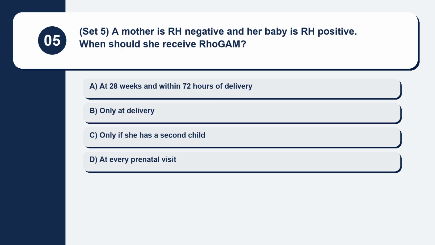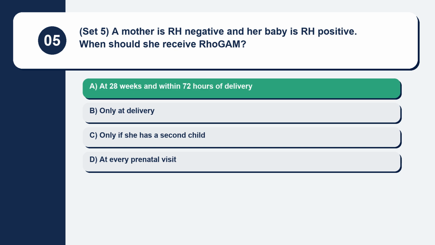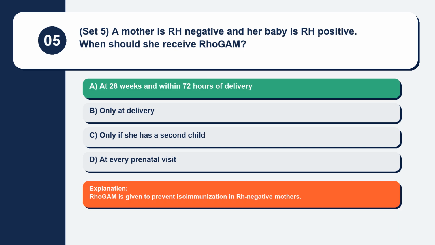Question 5. Set 5. A mother is Rh negative and her baby is Rh positive. When should she receive RhoGAM? At 28 weeks and within 72 hours of delivery. Only at delivery. Only if she has a second child. At every prenatal visit. RhoGAM is given to prevent isoimmunization in Rh negative mothers.